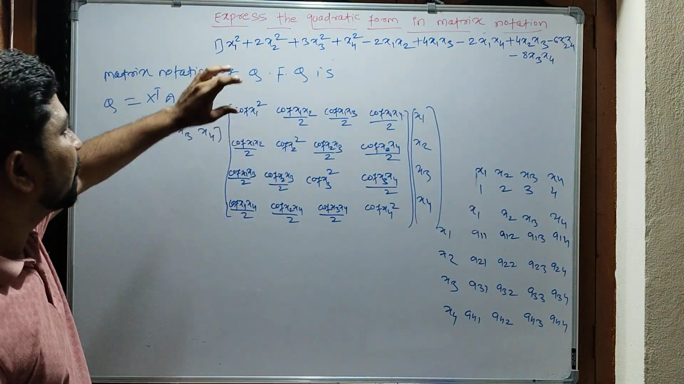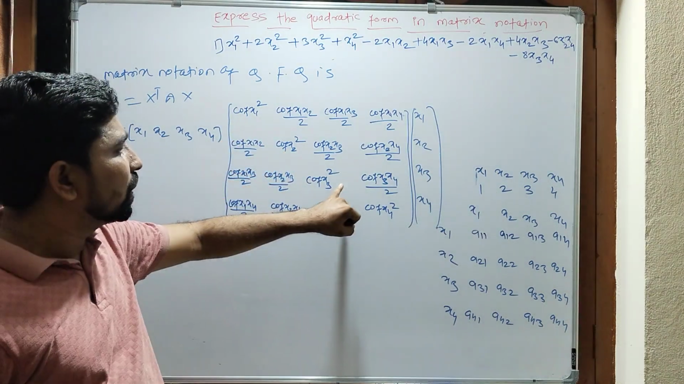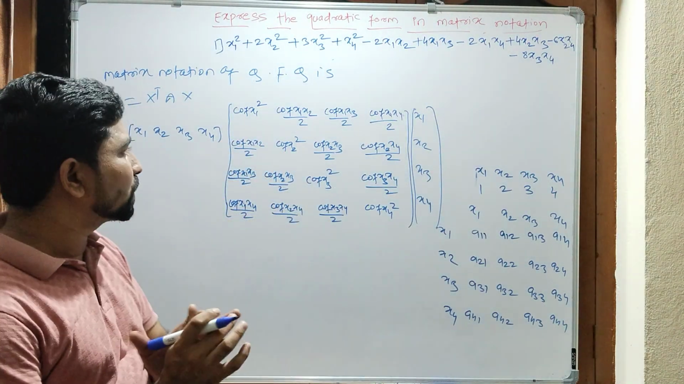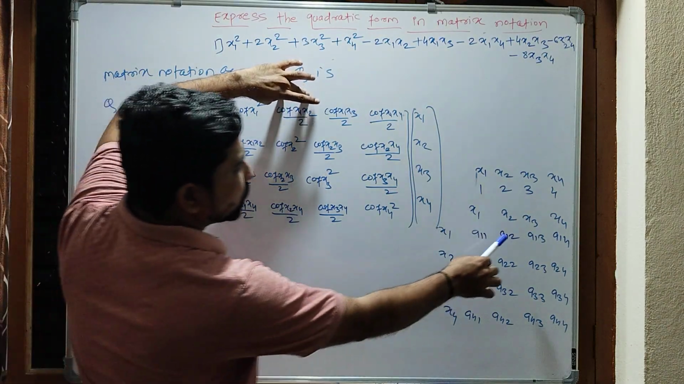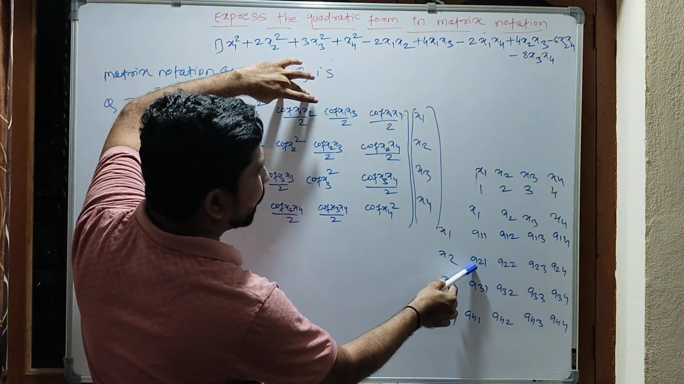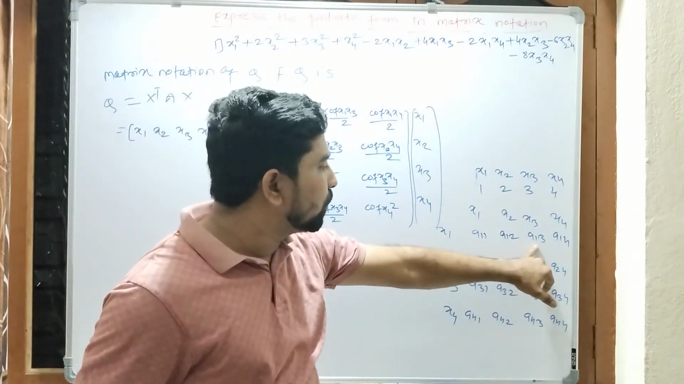Observe one thing. These are the diagonal positions: the coefficient of x1 square, x2 square, x3 square and x4 square. This is my a12 position. The a12 position is the cross position of the a21 position, so these positions are the same. This is my a13 position.